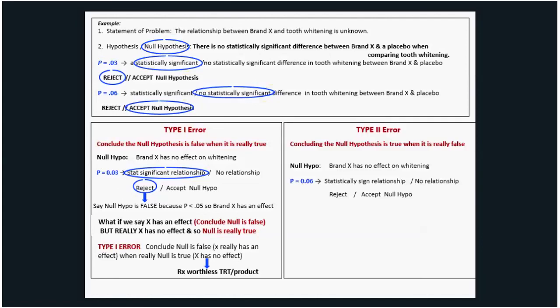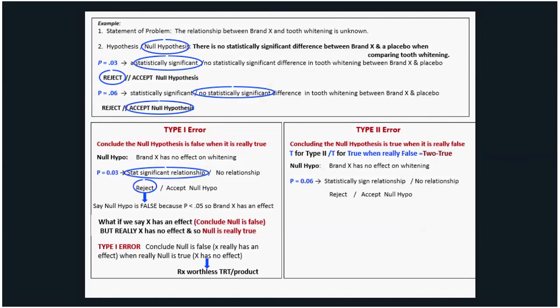Now, to compare this to type 2, and I think it's easier if you think of type 2 to try to remember which of these is which. I always remember that with a type 2, you're concluding that the null hypothesis is true when it's actually false. So if you say the null hypothesis is true, there is no relationship, when actually there is a relationship. You have to remember between these two, because they'll give you an example, and they'll ask you which type of error has occurred.